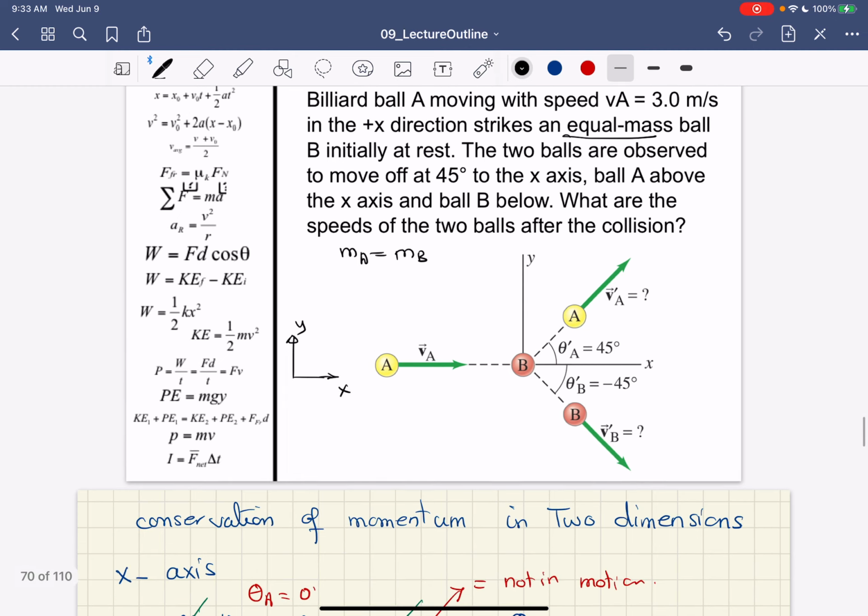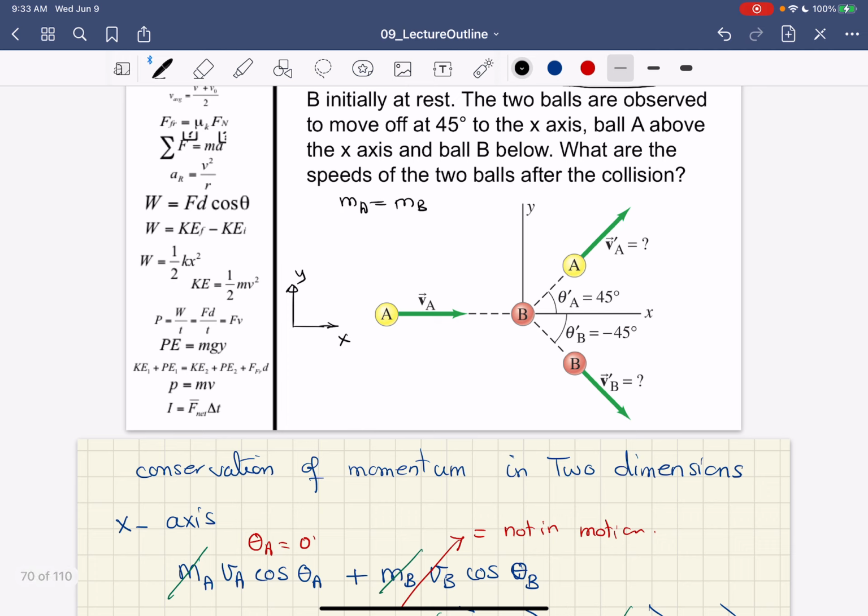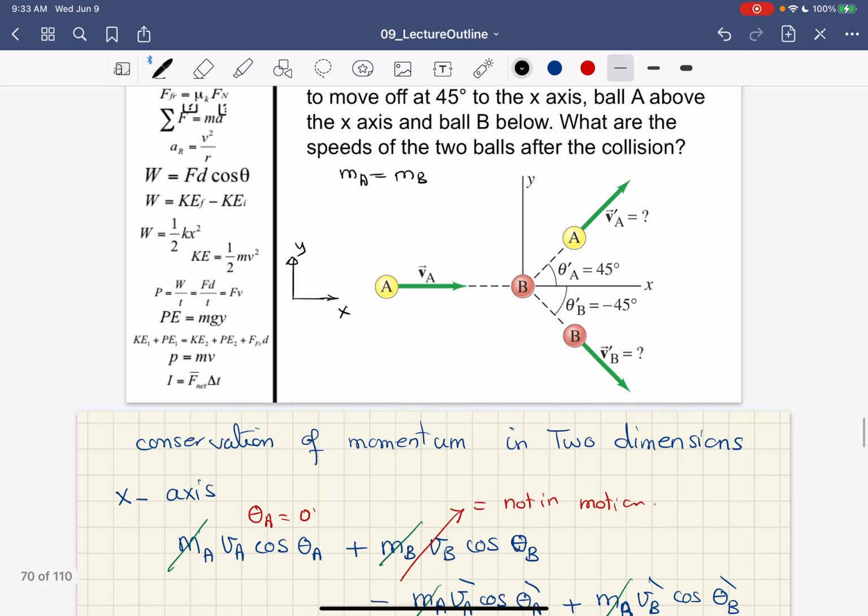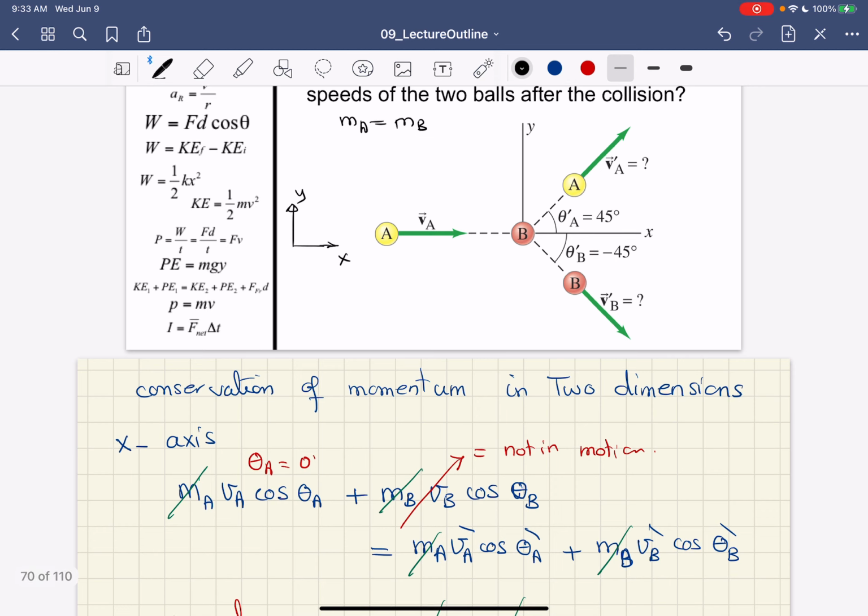The two balls are observed to move off at 45 degrees to the x-axis, ball A above the x-axis and ball B below. What are the speeds of the two balls after the collision? Okay, now they have equal angles here, and this is actually the situation. From here to here is before, and here is after the collision. And we have, of course, x and y just to show you.